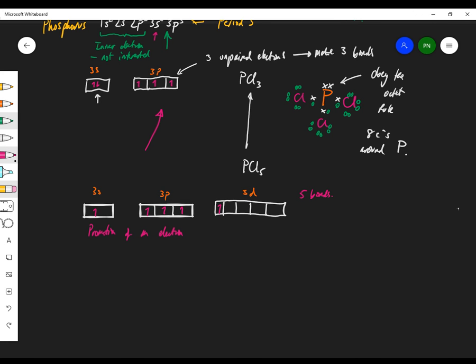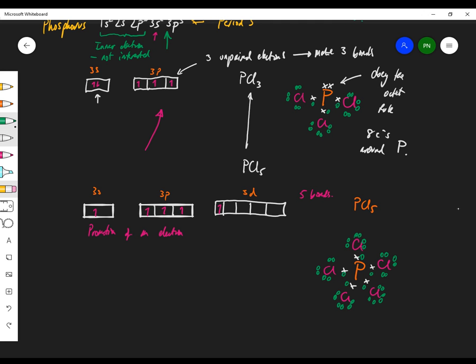Now let's draw PCl5. So we have P, and 1, 2, 3, 4, 5. Now I've got to draw 5 chlorines around this, 1, 2, 3, 4, 5. Let's have my electrons there, and we draw these, trying to keep all my chlorine electrons nice. This is a nice way of practicing your Lewis structures.